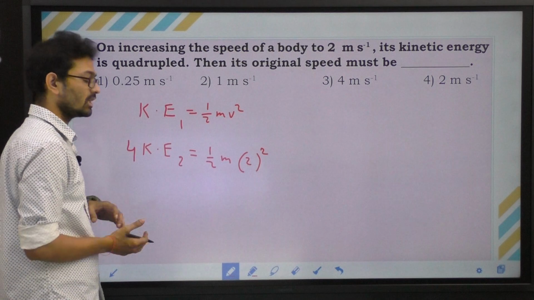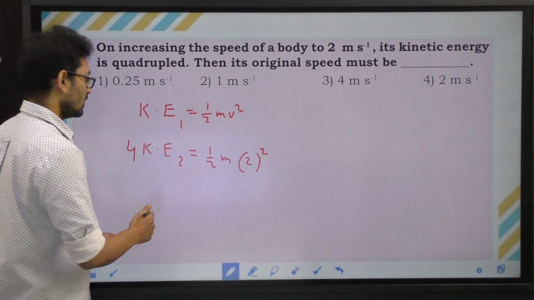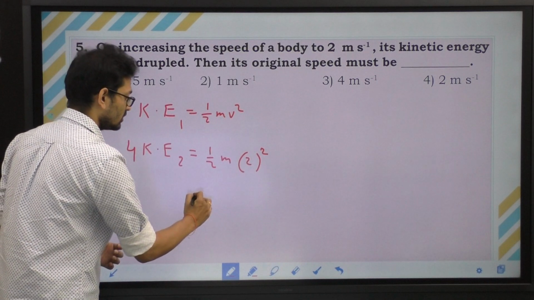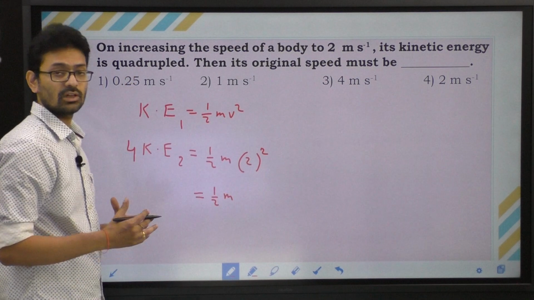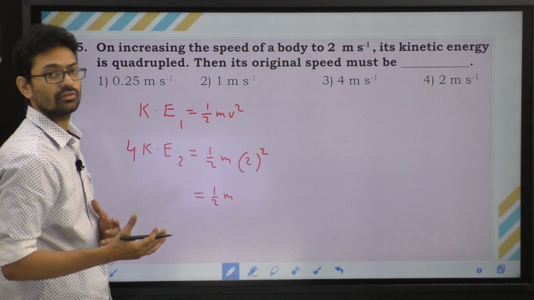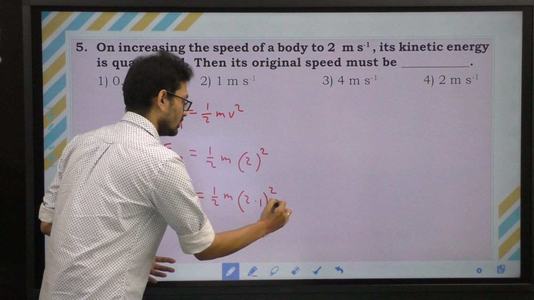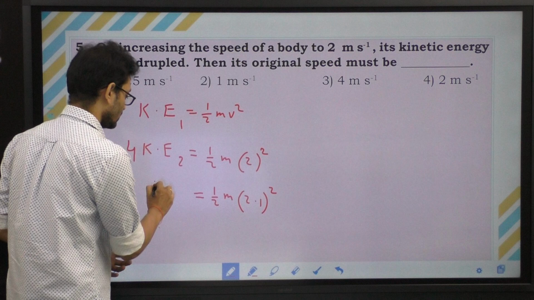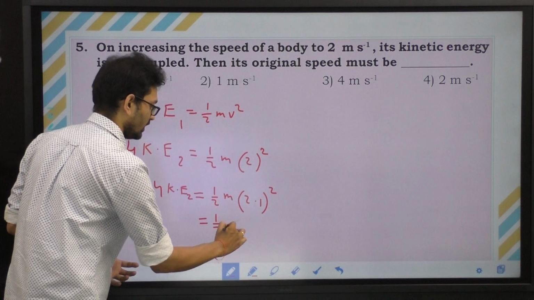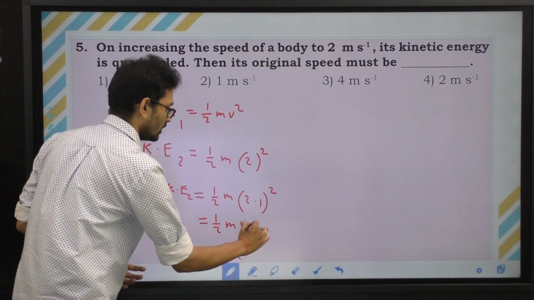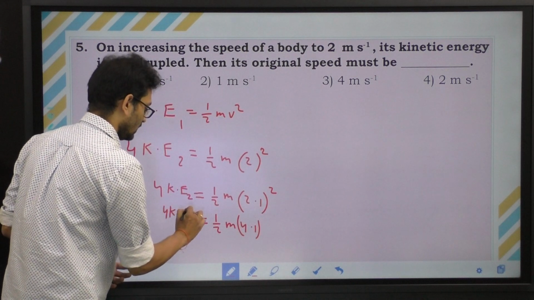Now how do you solve it and compare to find your actual velocity from these equations? You can write it as half m. I want v, so I don't want to cancel my v over here and make you confused. So I am going to write it in the form of 2 into (v) whole square. So 4 KE1 is equal to half m and 4 into v square, so you will have 4 KE1.